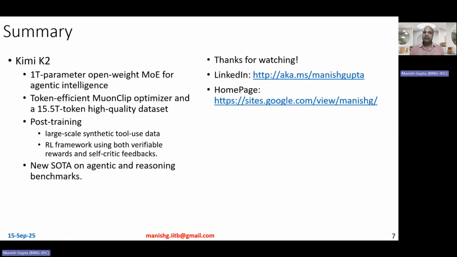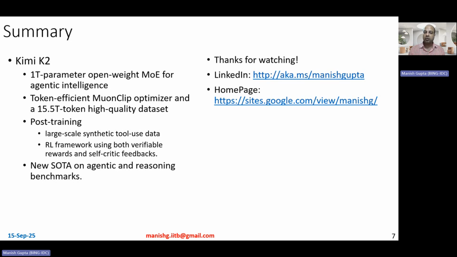So in summary, in this video, I talked about the Kimi K2 model, which is basically a 1 trillion parameter sized open weight mixture of experts model for agentic intelligence. They have two major interesting things going on in the pre-training time. One is the token efficient MuonClip optimizer. And the second is the 15.5 trillion token high quality data set that they obtain by doing a whole bunch of data augmentation, right? Using rephrasing.